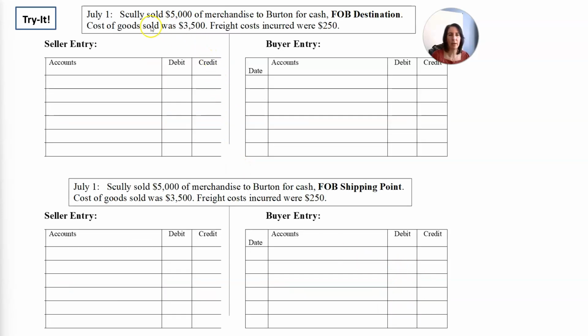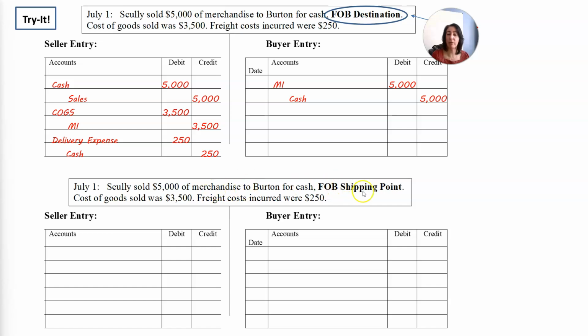All right. Next one, Scully sold $5,000 to Burton for cash, FOB destination. Their freight costs $250. So the seller, if it's FOB destination, the seller has to get it all the way to the buyer, which means they're bearing the costs, which means it's a selling expense. So we have the normal cash, sales, cost of goods sold, merchandise inventory. We also have the freight charges, delivery expense, transportation expense, freight expense, all the same thing, right? And cash, because it is just a cost of making the sale. The buyer is just getting $5,000 worth of inventory. That's it. Nothing weird.